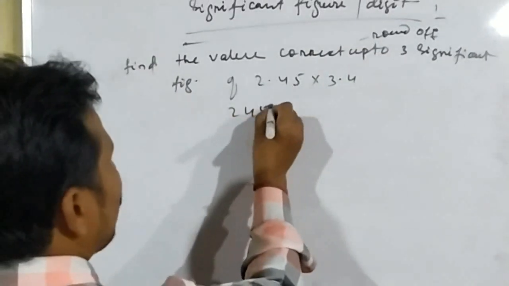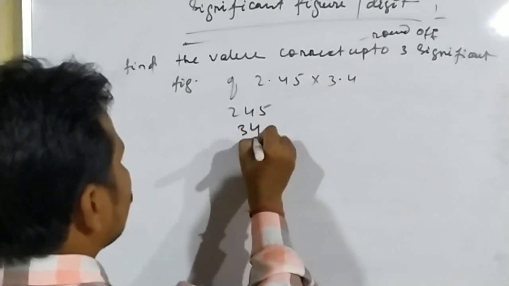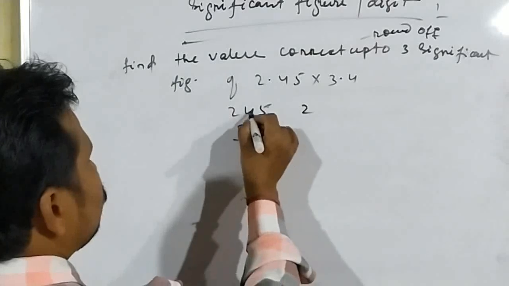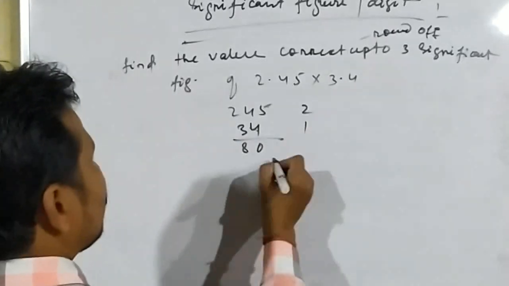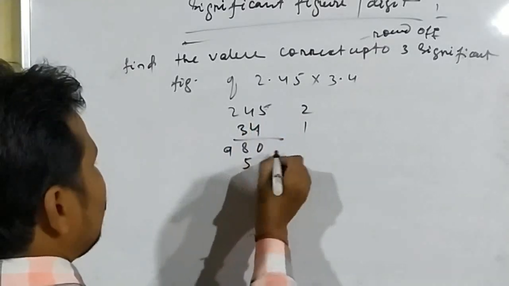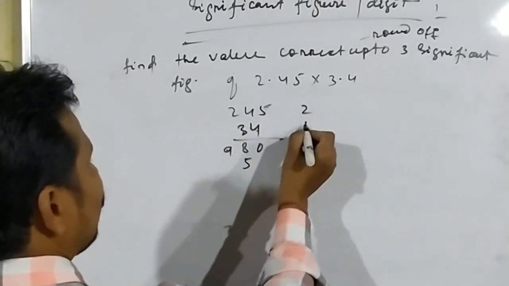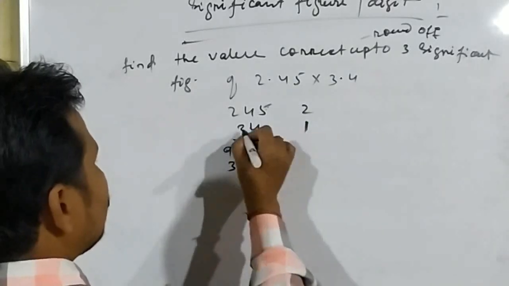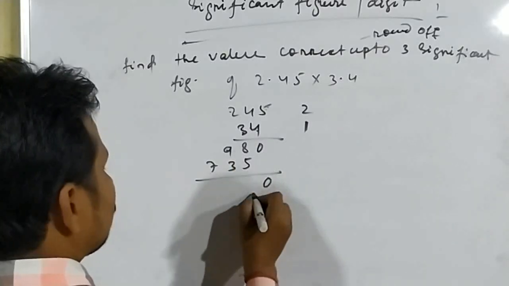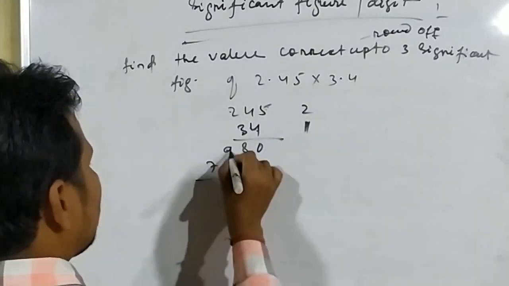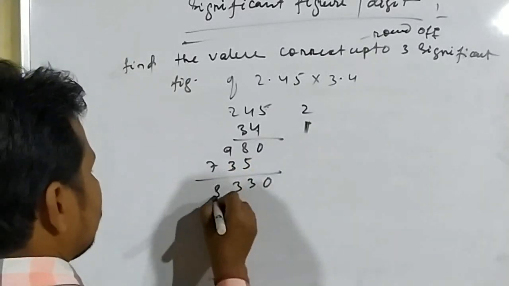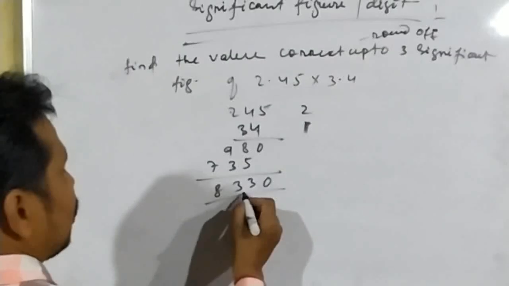So 245 into 34. 4 5s are 20, 0 carry 2, 4 4s are 16 plus 2 is 18, 1 carry 1, 4 2s are 8 plus 1 is 9. So 3 5s are 15, 5 carry 1, and 3 4s are 12 plus 1 is 13, 3 carry 1, 3 2s are 6 plus 1 is 7. The result equals 0, 8 plus 5 is 13, 3 carry 1, 9 plus 3 is 12 plus 1 is 13, 3 carry 1 and 8. Result equals 8330.